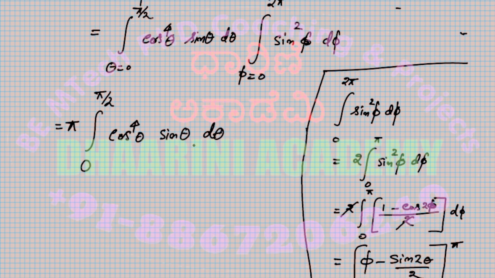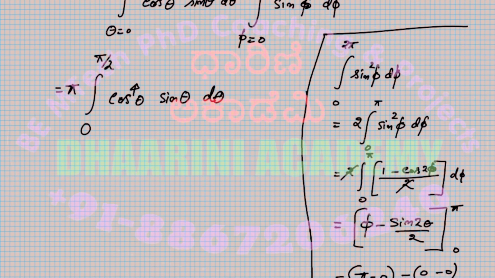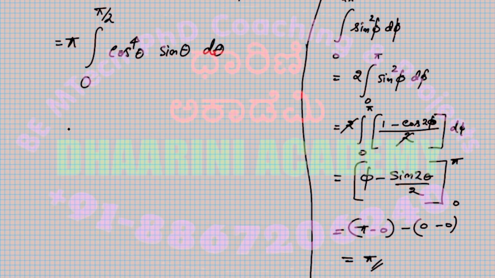So what we do now, we have to go for a substitution method because there is no standard answer for this. So let's say x equal to cos theta. Differentiating, we get dx equal to minus sine theta d theta. So wherever I see a sine theta d theta, I'm going to replace it in this way. Sine theta d theta is minus dx. That's my first thing.